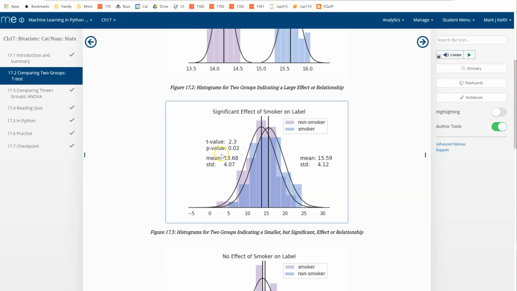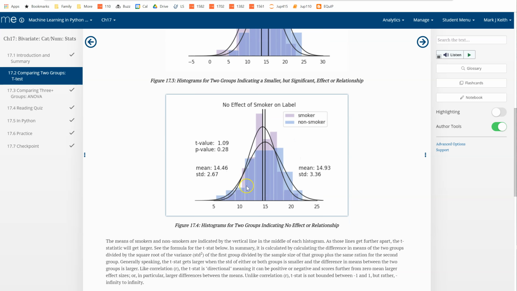So as you can see, it doesn't take a whole lot of difference to get a significant effect size of the categorical feature on whatever label. Lastly, the means are a little bit closer. Too much crossover, and the t-value gets too small. The cutoff is around 1.96 for a significant p-value, and now the p-value here is too large. So we conclude there is no effect of smoker on the label.